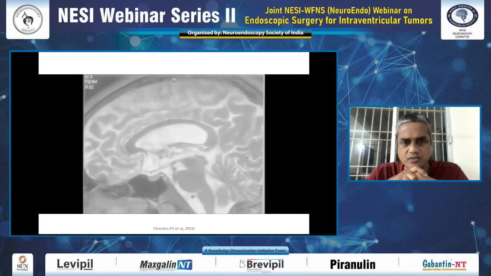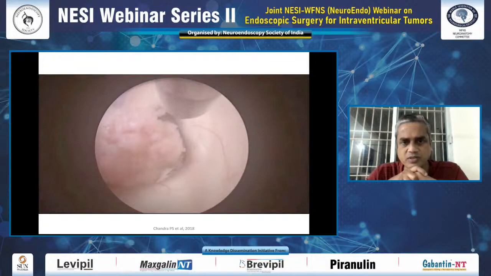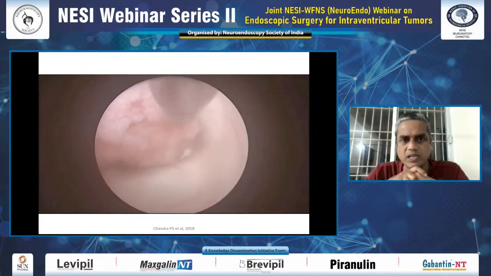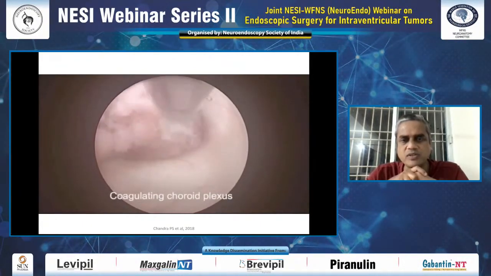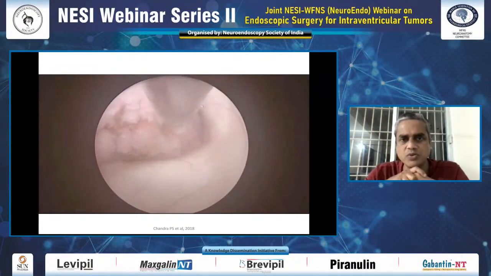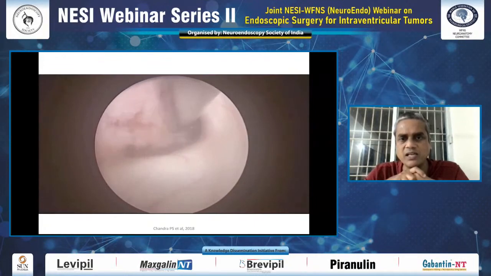So that's a colloid cyst. It's a biggish colloid cyst. Now, as you can see, it was covered completely by the choroid plexus. As a first step, now this is pure endoscopy, which I did using a 2 cc syringe, but it's completely underwater.